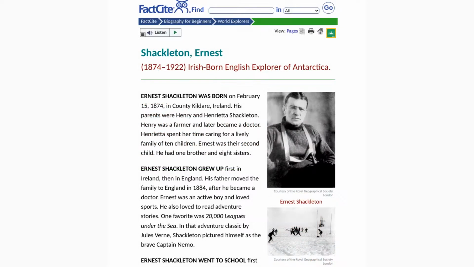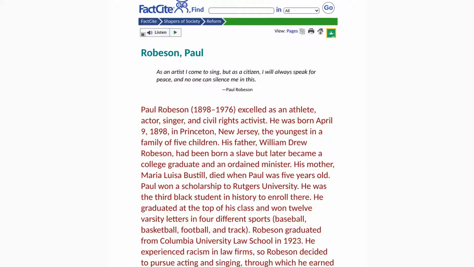Biography for Beginners also has an article about Ernest Shackleton, an explorer of the Arctic region who led expeditions to Antarctica. Shapers of Society has an article about Paul Robeson, whose parents taught him to set high goals. Students will learn that he excelled at nearly everything he tried.